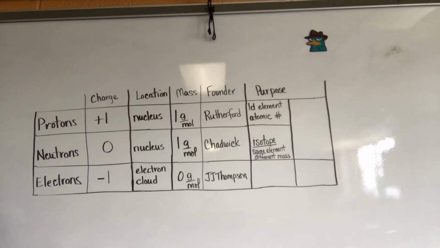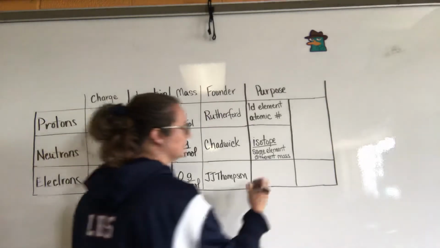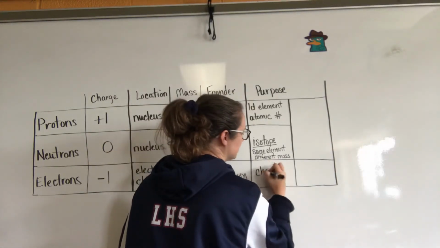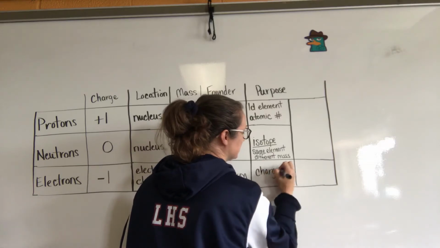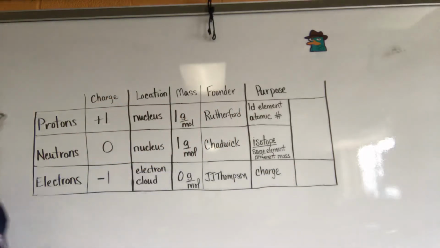The last one is the electron, and its big purpose is to show us what kind of charge the element has to be stable. Now, that's the main purpose, but they do have a second one as well. Protons and neutrons together, when added up, they will give us what we call the mass number.